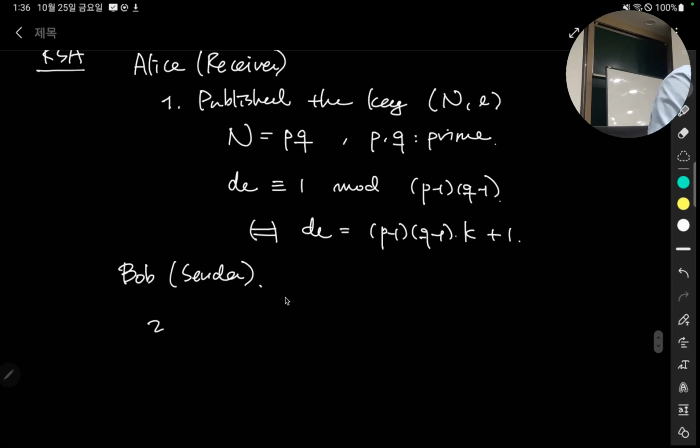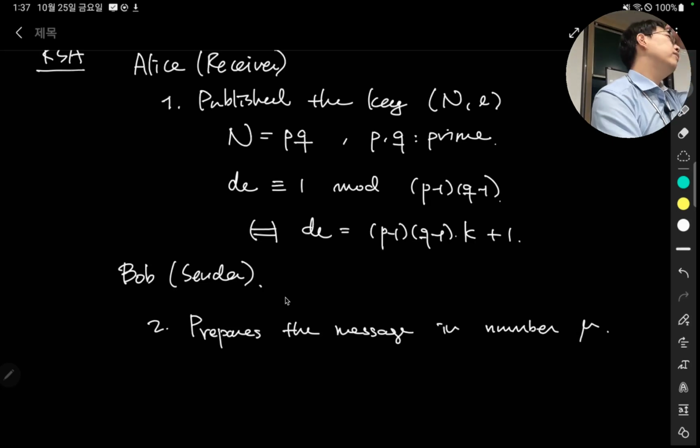So Alice published this key. Key is just a pair of two numbers. And Bob knows it. And not only Bob, everyone knows it. Everyone knows what the public key is. So Bob, as a sender, prepares the message. So he wants to send the message in binary number or number. Let's say mu here.